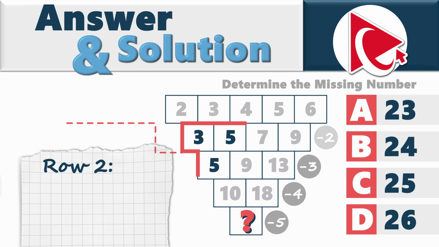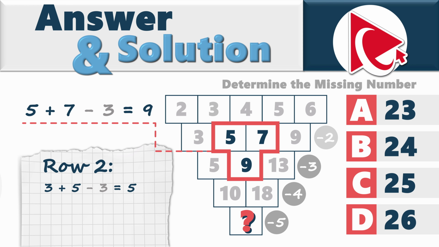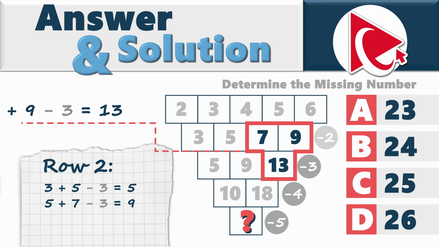Let's switch to row 2. 3 plus 5 minus 3. Now 3 is the new decrement, right? Because decrement is also increasing. So 3 plus 5 minus 3 equals 5. 5 plus 7 minus 3 equals 9. 7 plus 9 minus 3 equals 13.